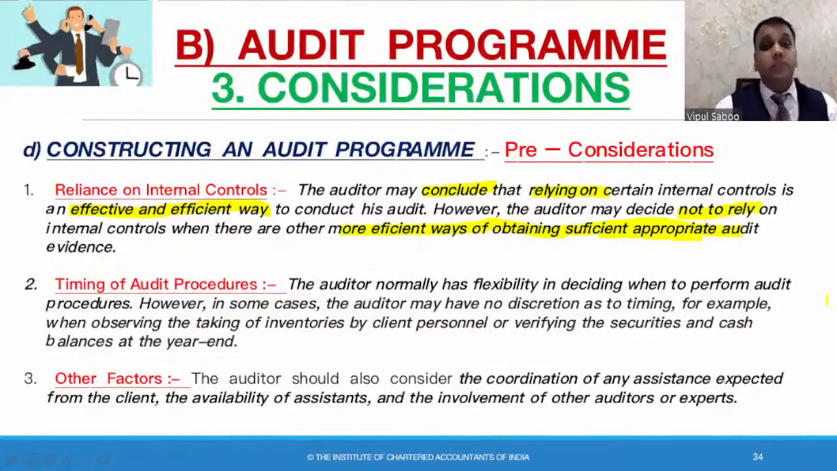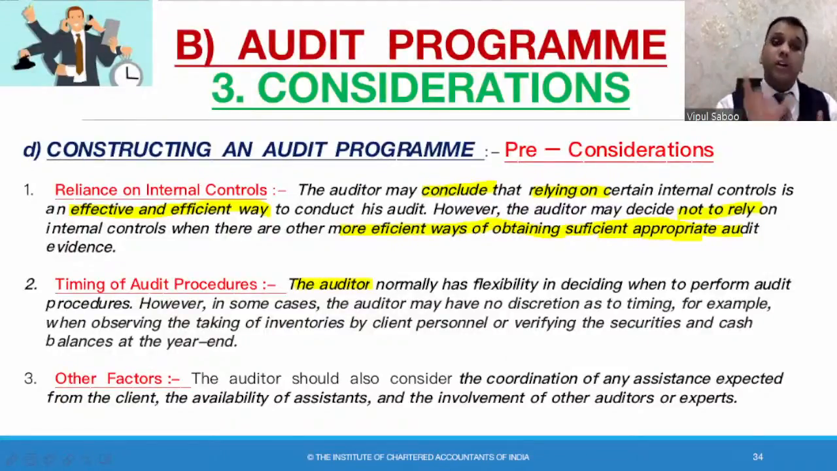So the pre-consideration for constructing an audit program, the first one is reliance on internal controls. It is the auditor's professional judgment. The second is timing of audit procedures. So it is very important, timing of audit procedures, right? It is your auditing exam and you say, no, I have to read Eco and FM. I'm very weak in that subject. Exam is of auditing. Why do you need to study Eco and FM? Right? Timing of everything is really important.